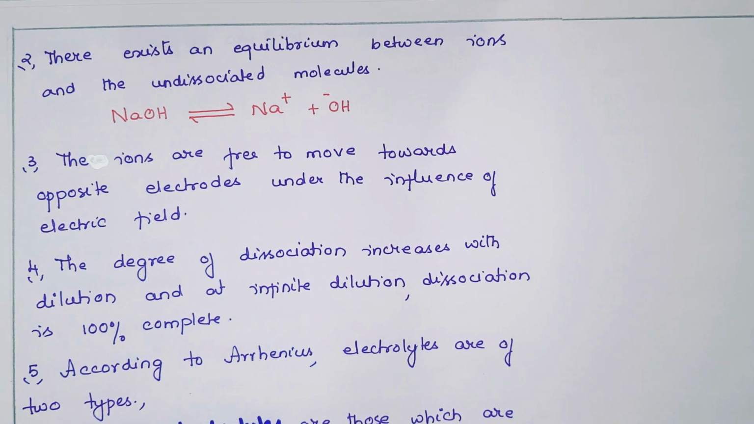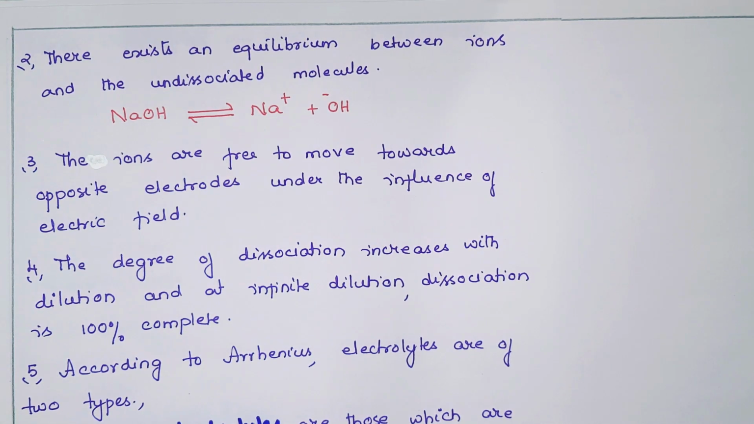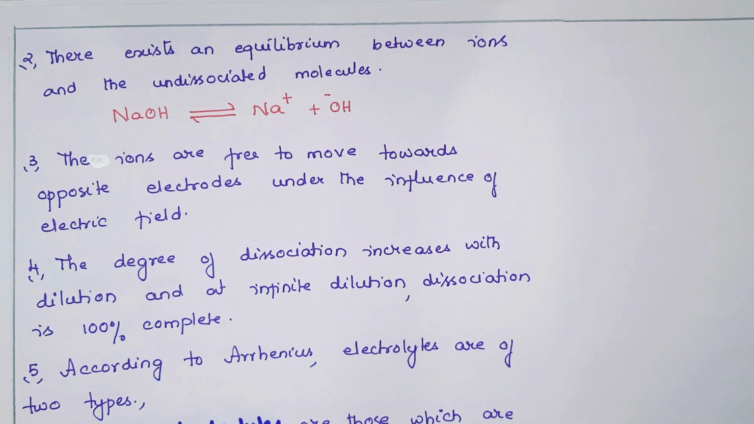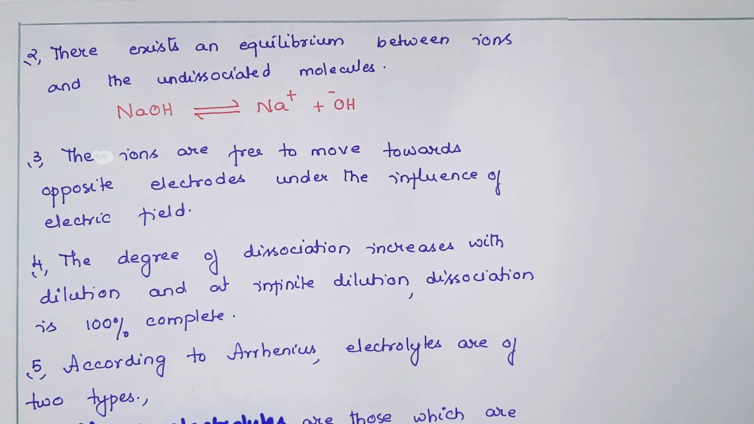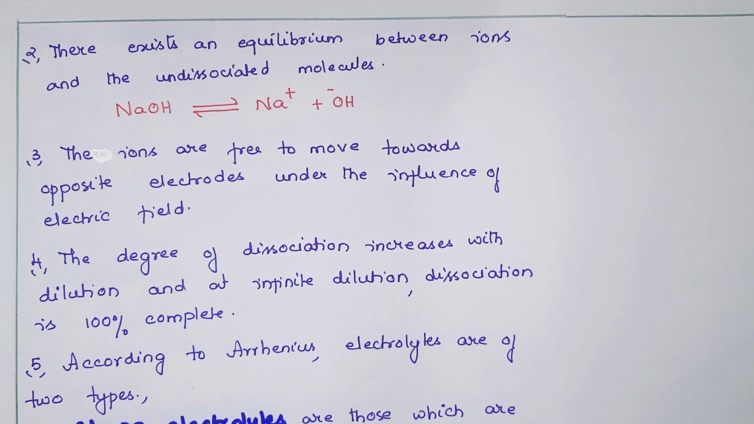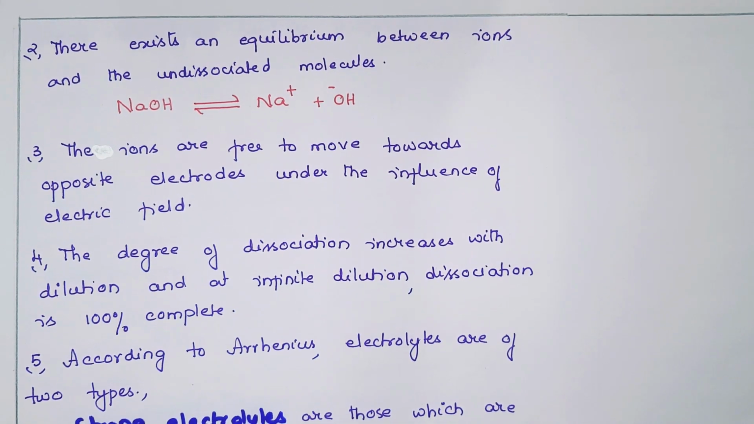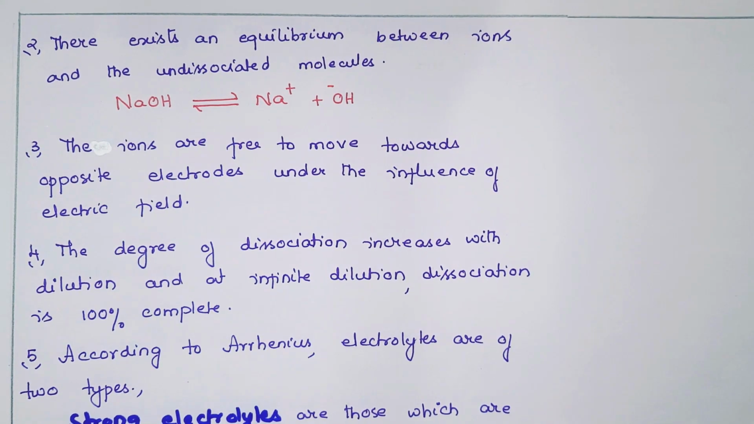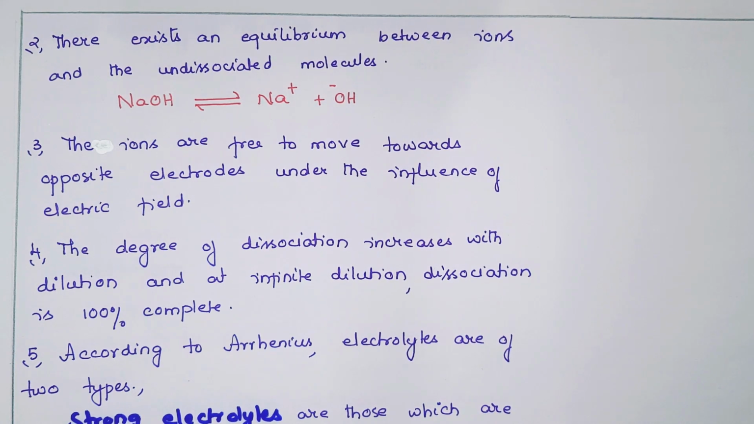Next, second point, students. What happens when an electrolyte is in solution? Some of the electrolyte might dissociate into positive and negative ions, and some part of it remains unionized, that means undissociated. In such cases, we find an equilibrium existing between the dissociated ions and the undissociated molecules. So that is the second point under Arrhenius theory of electrolytic dissociation. What do we write, students? There exists an equilibrium between ions and the undissociated part of the electrolyte, or undissociated molecules.